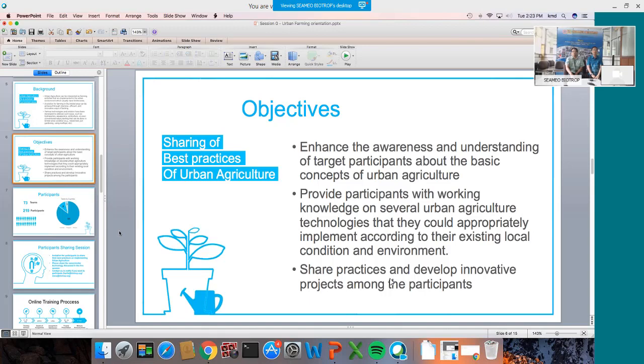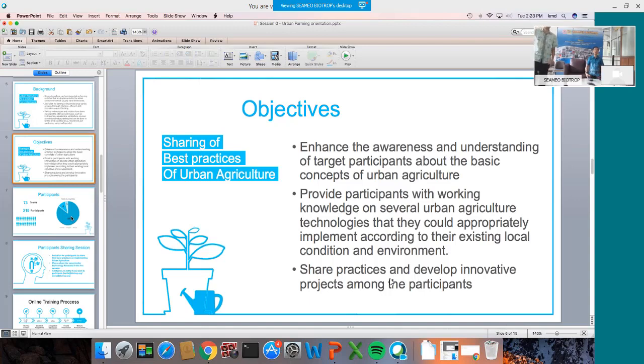And like I said, we would like to share practices and develop innovative projects from all of you, and capitalize on projects to implement your urban agriculture activities.